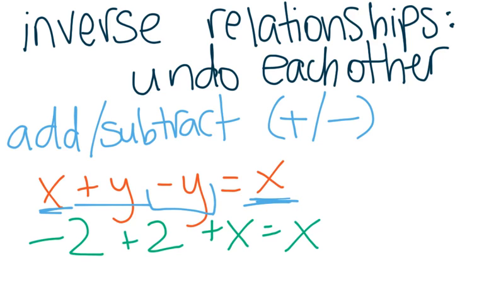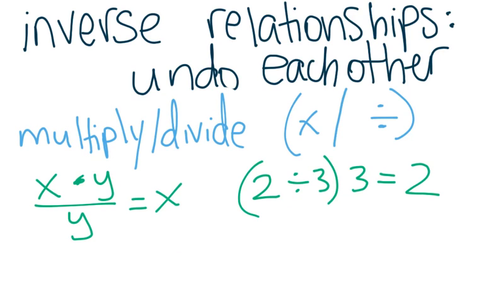Or another example, if we subtract -2 and then add 2 to X, we end up again with X. The 2's cancel out. Another inverse relationship is multiplication and division. If you multiply an amount by something and then you divide it by the same thing, you're going to end up with what you started with. So X times Y, and then if you divide that result by Y, the Y's are going to cancel out and you're going to be left with X.